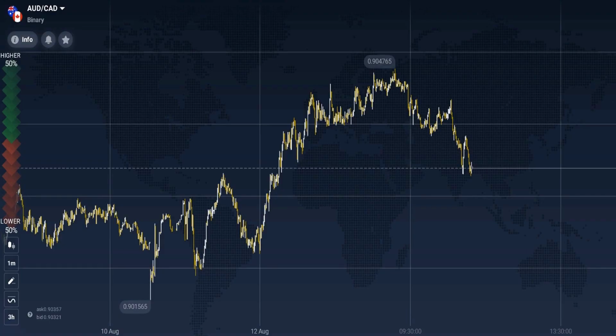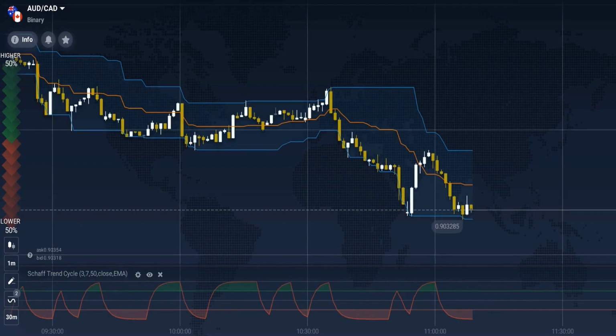For this strategy, we'll use 2 indicators. Donchian Channels helps identify price levels for entry points, and Schaff Trend Cycle shows momentum and confirms trade direction. I'll explain the exact settings for these indicators later in the video, so watch till the end to avoid missing key details that could improve your trading success.